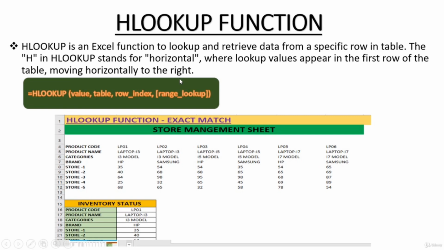Then the third is the row index. In the VLOOKUP function it is the column index, but here we have to enter the row index. After that is the range lookup. If you want an exact match, we select exact. If you want an approximate match, you can choose the approximate match. So this is the example we are going to look at in the practical section.